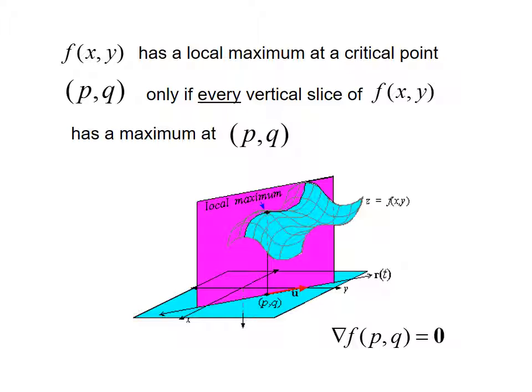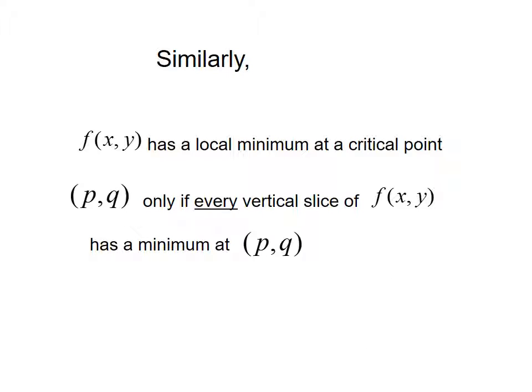The idea is, if this is going to be a local maximum, then any vertical slice would have to have a maximum at the point PQ. If any vertical slice didn't have one, then it wouldn't be a maximum. So that's sort of the idea. And here's the same thing said for minimums. So basically all that's saying is every vertical slice has to have a maximum or minimum in order to be a maximum or minimum at the point.